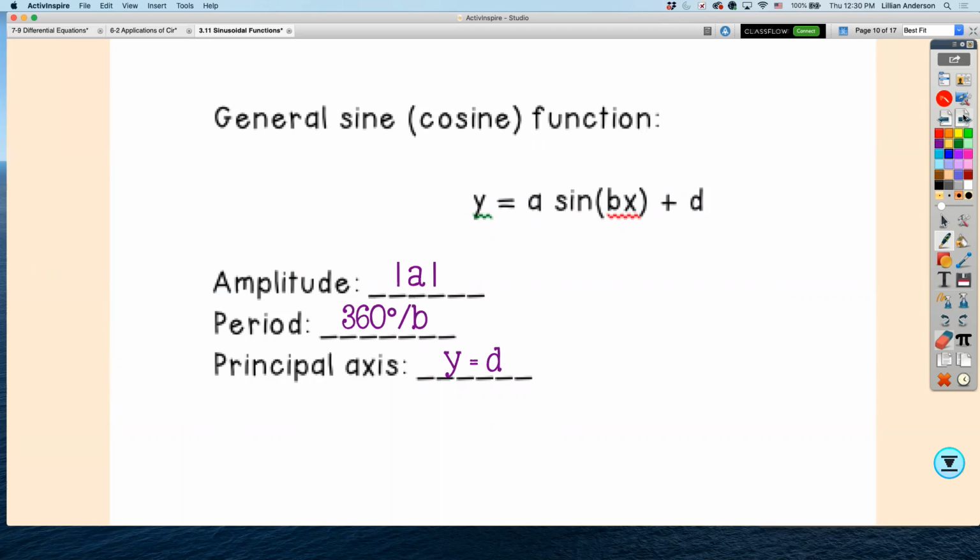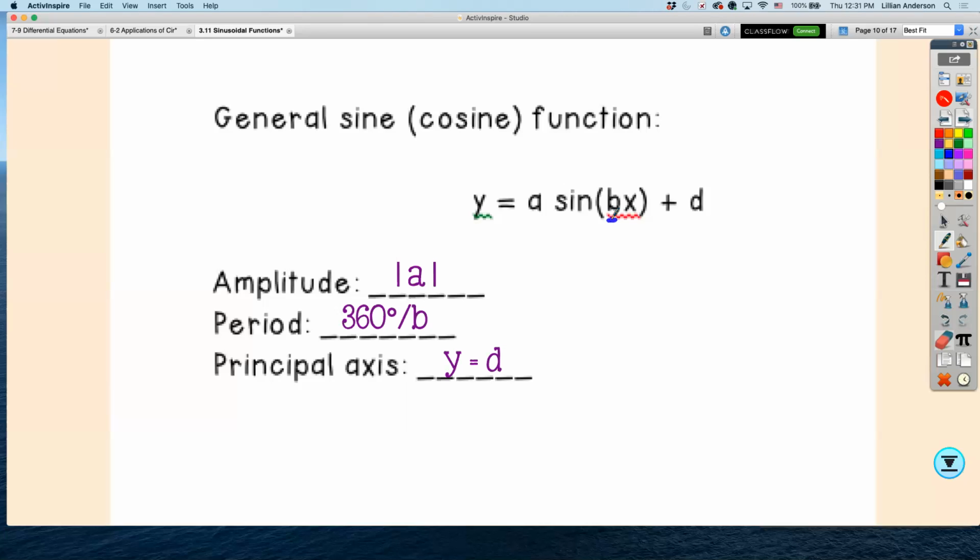A is your amplitude, and your amplitude is always the absolute value of a. Those vertical bars represent absolute value. Your period is found by taking 360 degrees and dividing by the value of b. Your principal axis is y equals d, the value that's being added to that trig function. So you can pull out the actual information, amplitude, period, and principal axis, from the general equation without even having the graph.